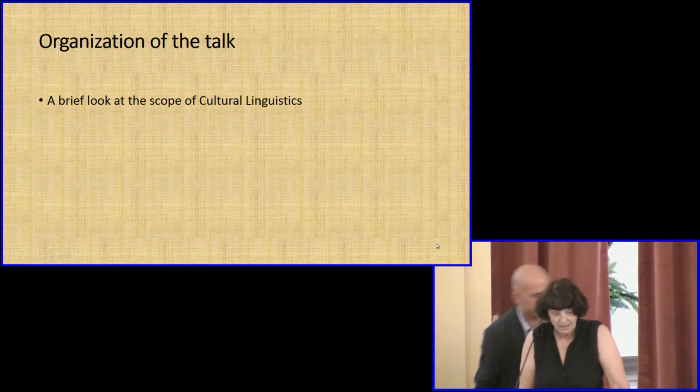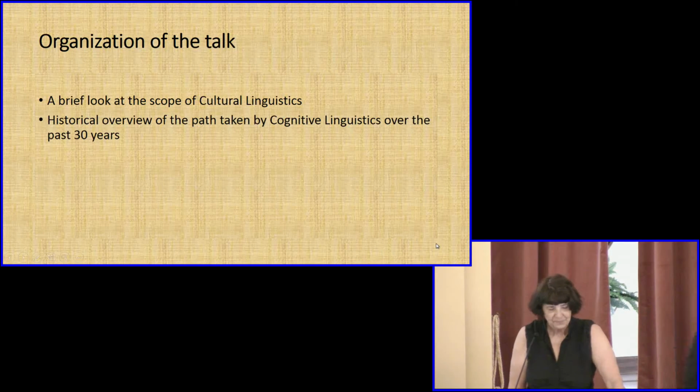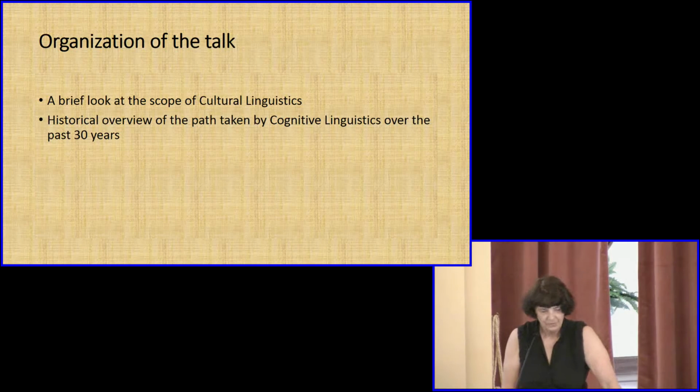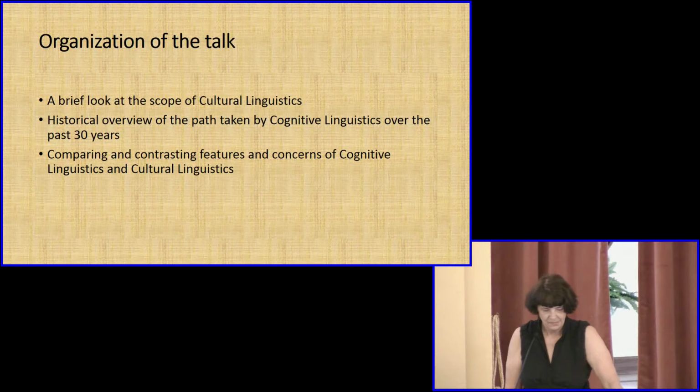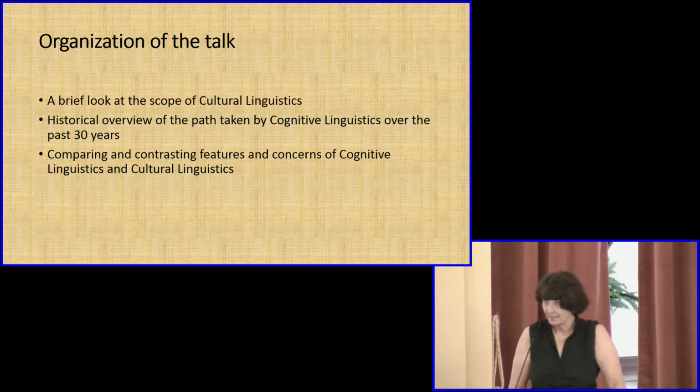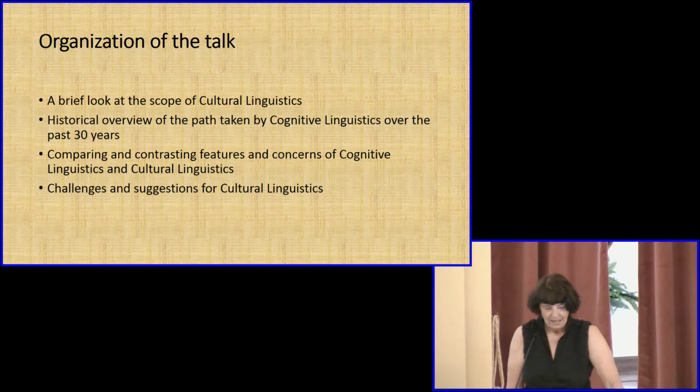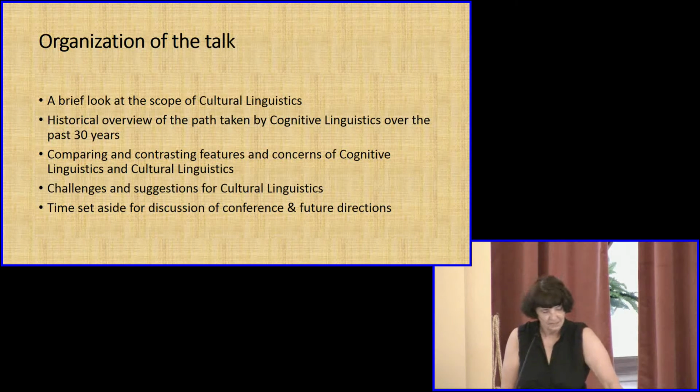Okay, for the organization of the talk, we'll begin with a brief look at the scope of cultural linguistics. We'll then do a historical overview of the path taken by cognitive linguistics over the past 30 years. We'll compare and contrast, in the next section, features and concerns of cognitive linguistics and cultural linguistics. Then we will look at some challenges and suggestions that I personally have for cultural linguistics, and hopefully there'll be a bit of time set aside at the end for discussion of the conference and future directions.